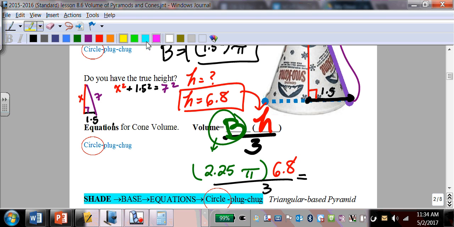Do this in pi form. In other words, multiply out the blue, divide by the green, and get me that number, and just tack on pi, and don't forget your units.